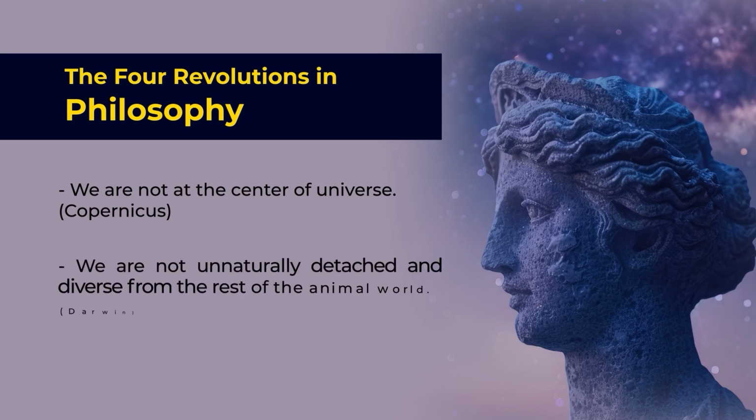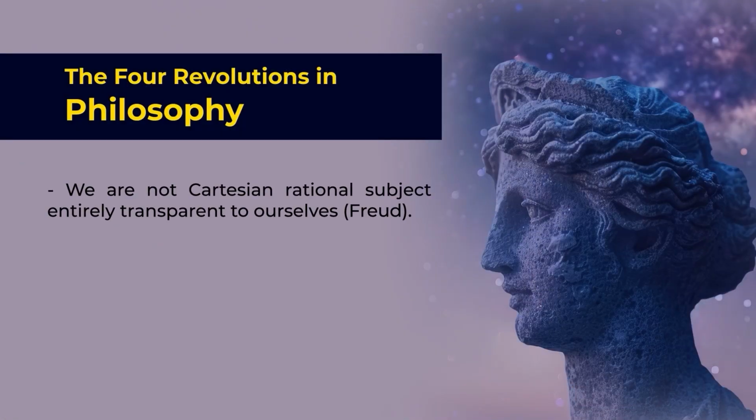If you talk about Darwin, with Darwin again there was a revolution which came into picture. We were talking about survival of the fittest, and it became very obvious that we human beings are not unnaturally detached and diverse from the rest of the animal world. We were one among others. Again, when Freud came into picture, he went on to say we are not Cartesian rational subjects entirely transparent to ourselves, but there is something which remains unconscious. So that's what happened with Freud.